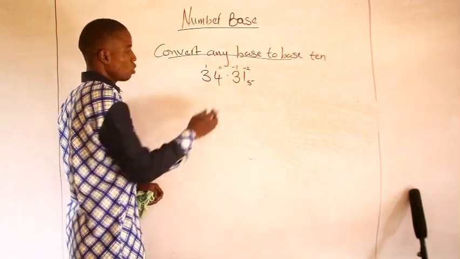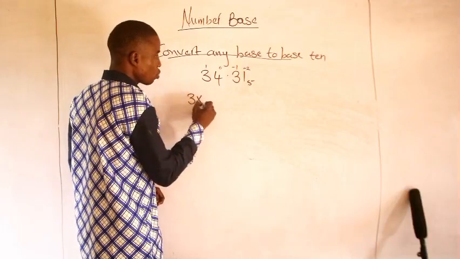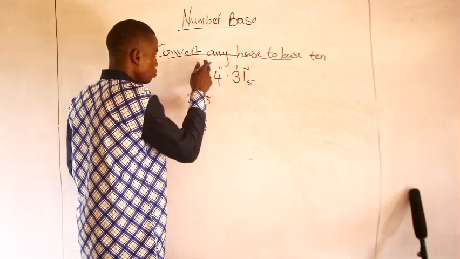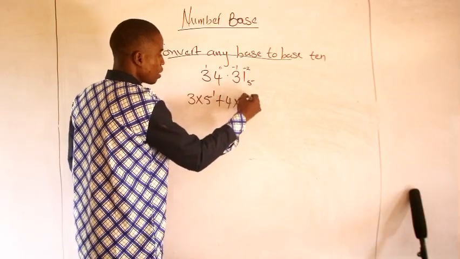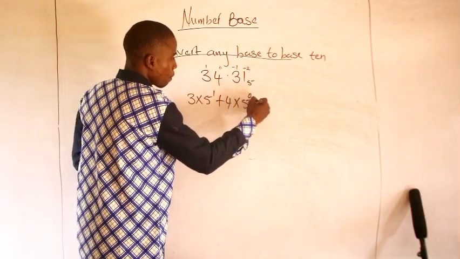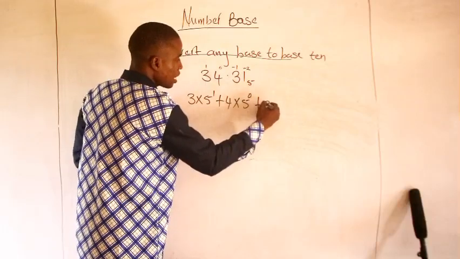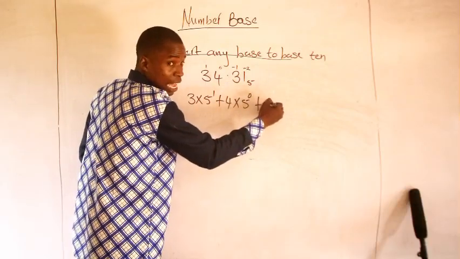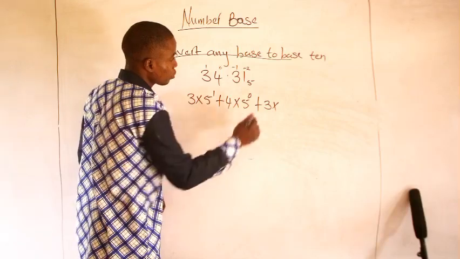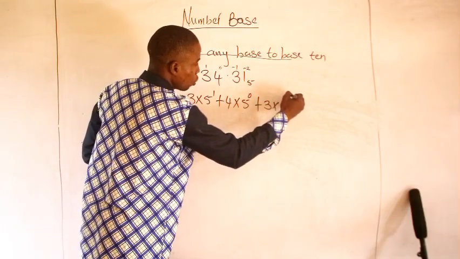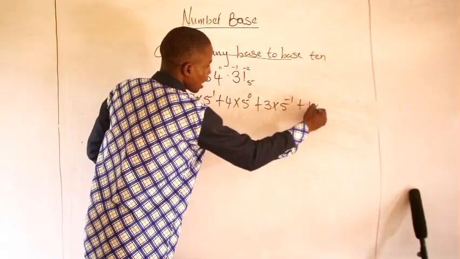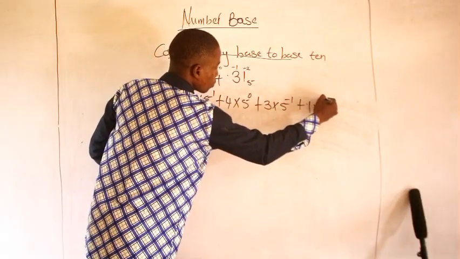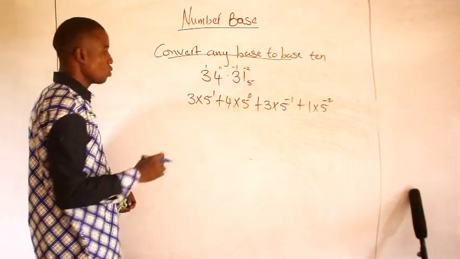Let us start with this one. It will now be 3 times 5 raised to power 1, plus 4 times 5 raised to power 0, plus 3 times 5 raised to power -1, plus 1 times 5 raised to power -2. That's the way we are doing it.